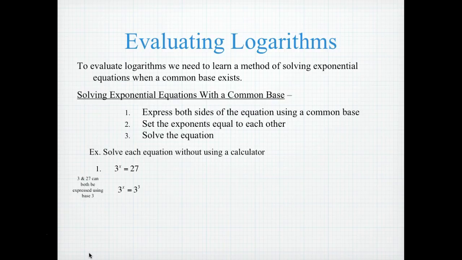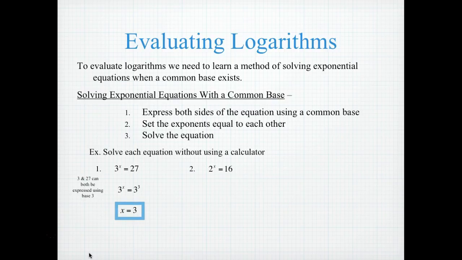So now I have the left side, 3 to the x, equal to the right side, 3 to the third power, using the exact same base. Once I've expressed the left side and the right side of the equation using a common base, I can drop the bases altogether and simply go with the exponents. So in this case, we have the result x is equal to 3.